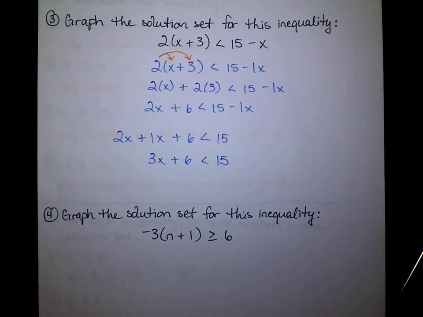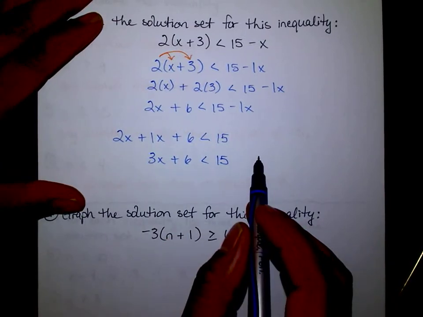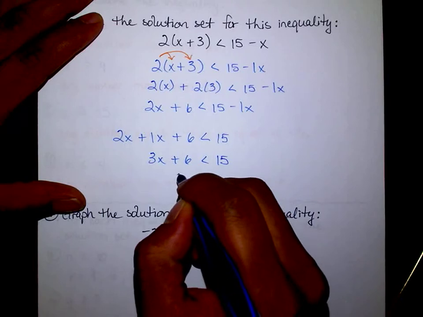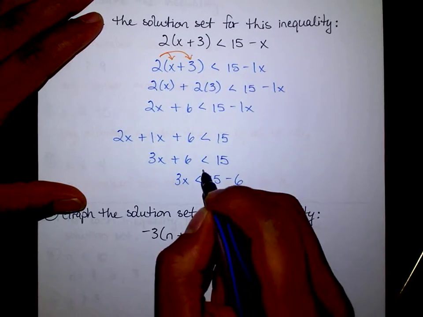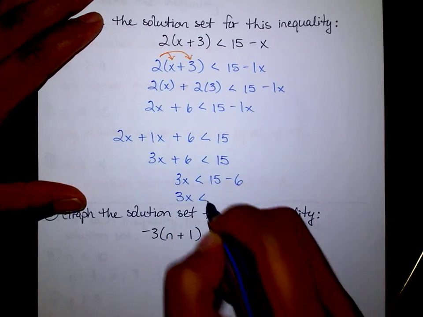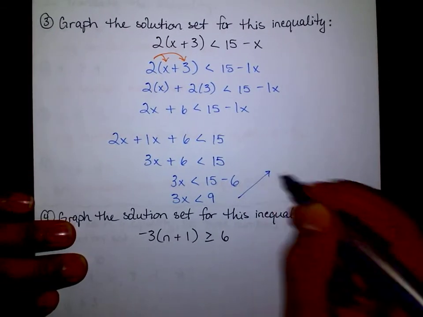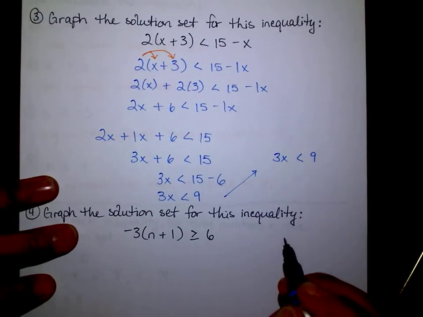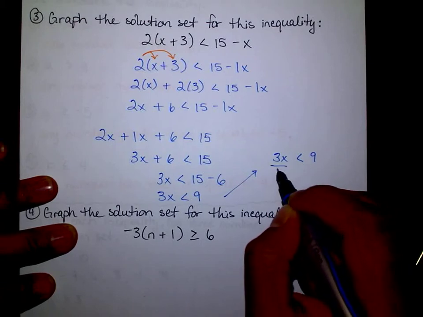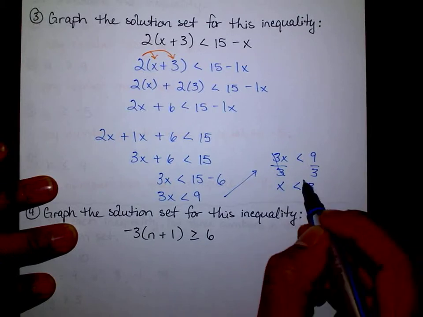Alright? Now, I'm going to go ahead and move my 6 over here. And it's positive, so when it's over here, it's going to be negative. 3x less than 15 minus 6. Clean that up. 3x less than 9. Alright. And I'm going to draw an arrow because I'm going to need some more room. 3x less than 9. Okay. And what we want to do is undo the multiplication with division. Divide. So it's going to be x is less than 3.